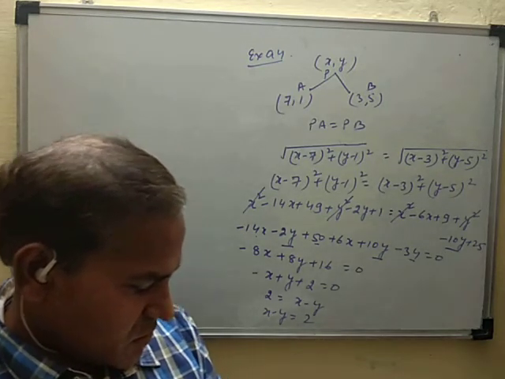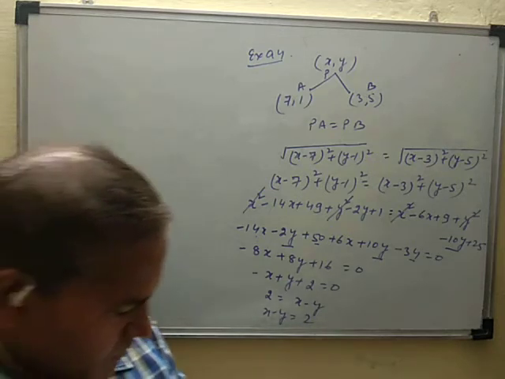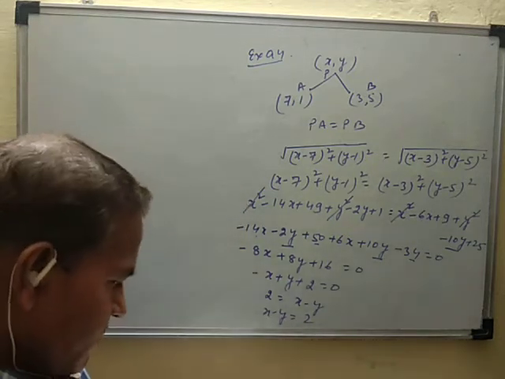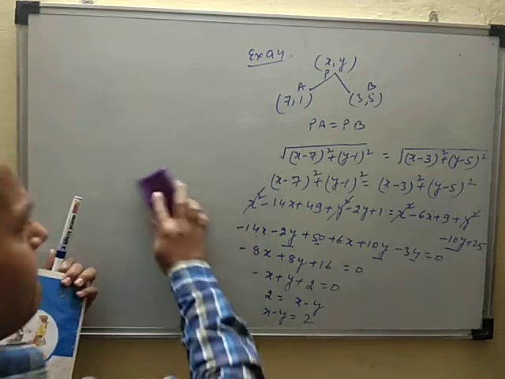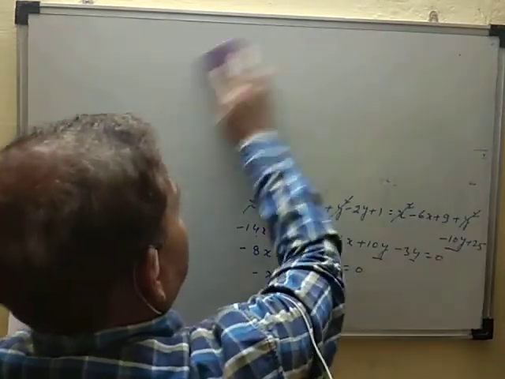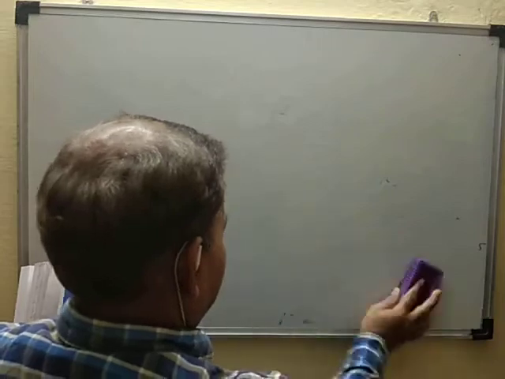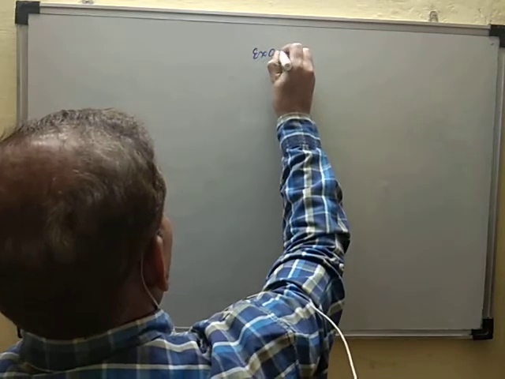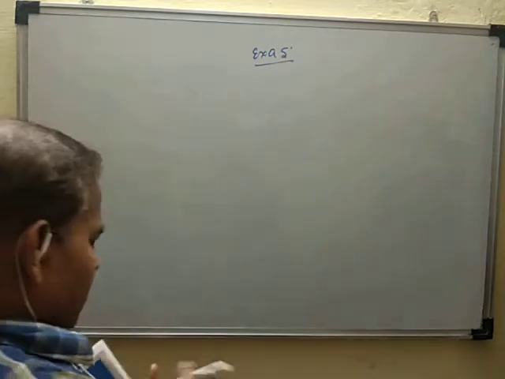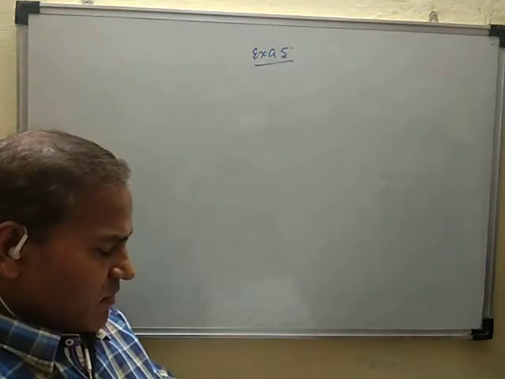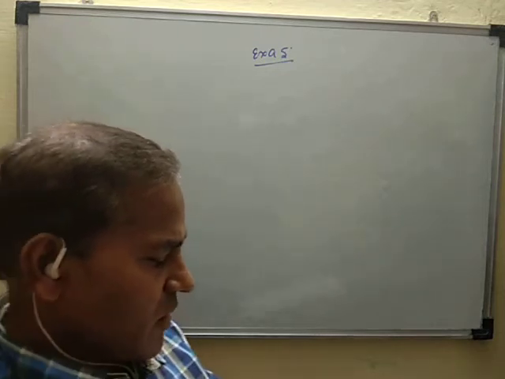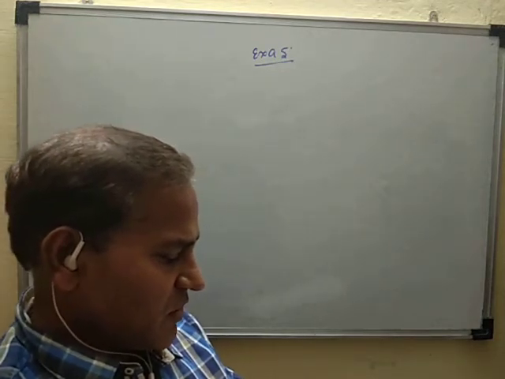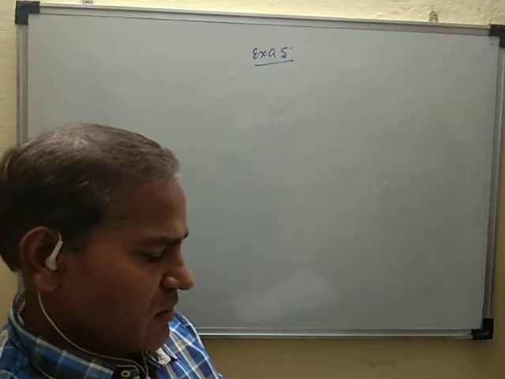So now example number 5. Read the question. Example 5 is: find a point on the y-axis which is equidistant from given 2 points.